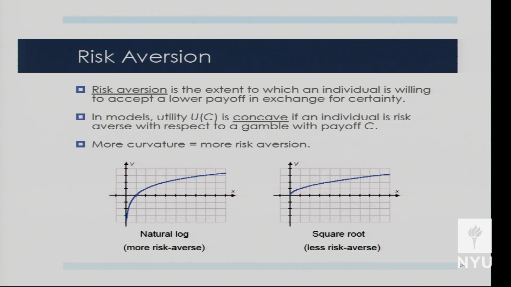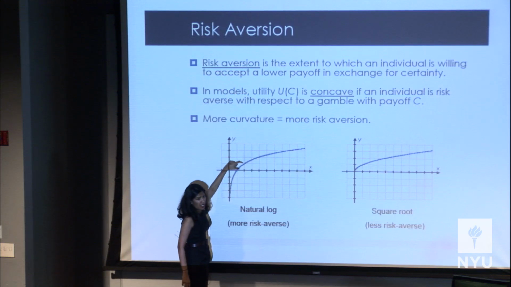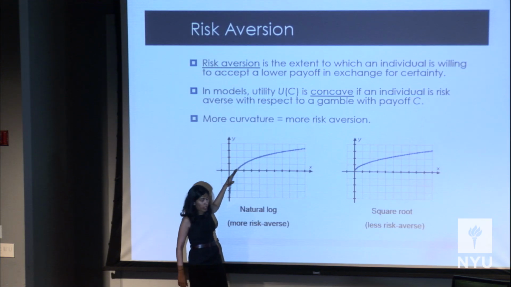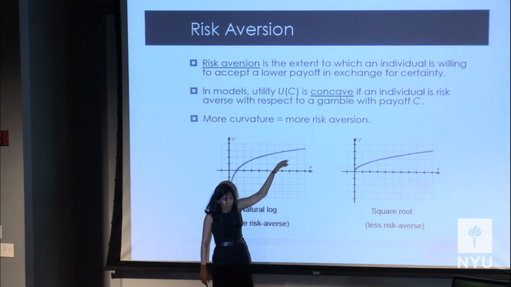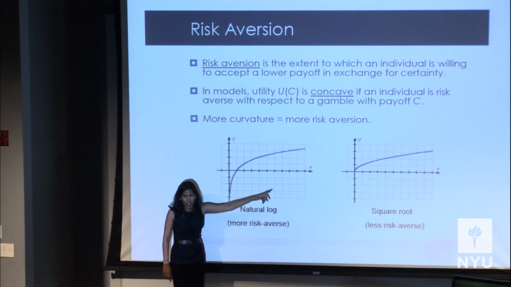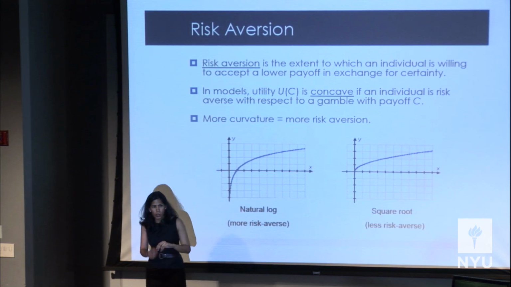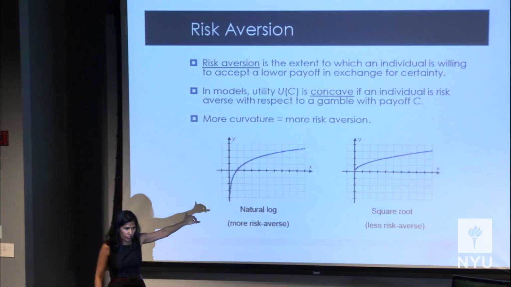So the more curvature, the more risk aversion. What I'm telling you is that the ratio of the marginal utility of the first unit of consumption to, say, the 10th unit of consumption, is a higher ratio for this curve than for that curve. This one is more curved, it has more curvature. Because the marginal utility drops off faster over here.